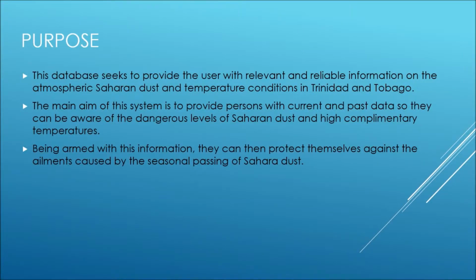This database seeks to provide the user with relevant and reliable information on the atmospheric Saharan dust and temperature conditions in Trinidad and Tobago. The system provides persons with current and past data so they can be aware of the dangerous levels of Saharan dust and high complementary temperatures. Therefore, they can arm themselves against the seasonal passing of the Saharan dust.